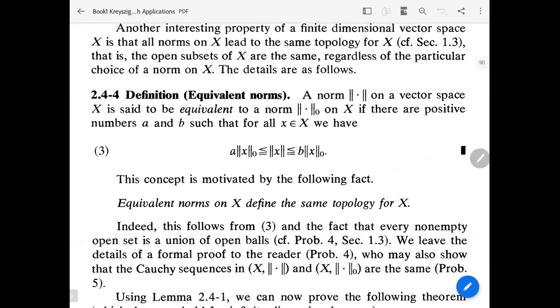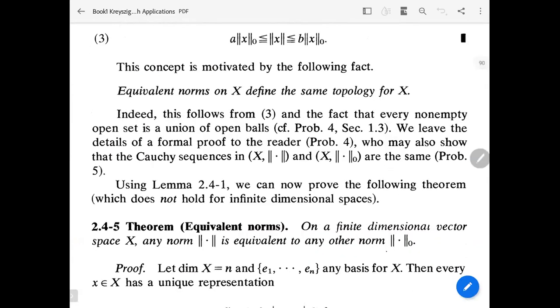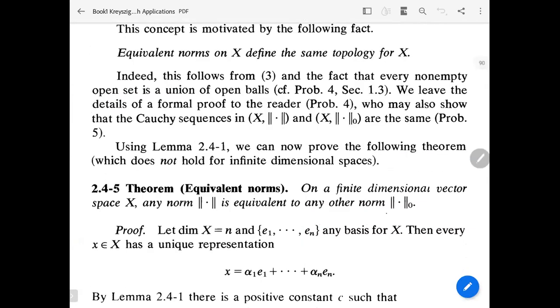Using the linear combination lemma, we can prove this very important result: on a finite dimensional vector space, any two norms are equivalent. Any two norms are equivalent on a finite dimensional vector space.